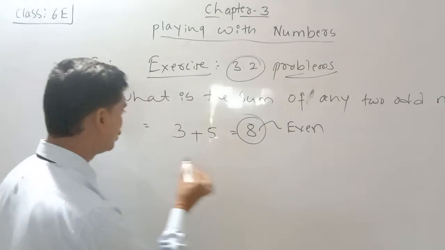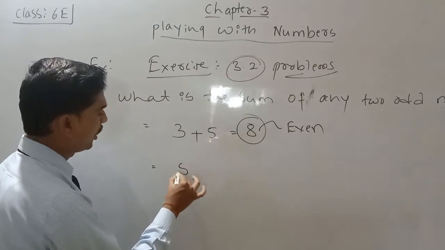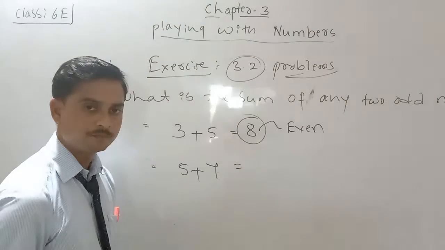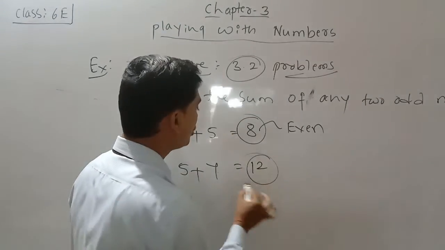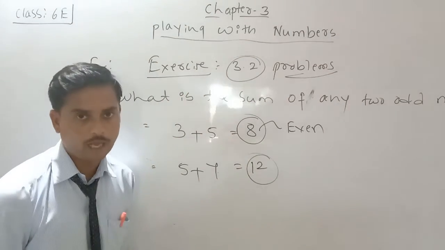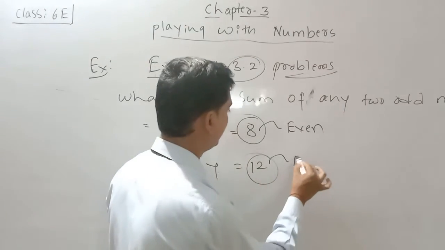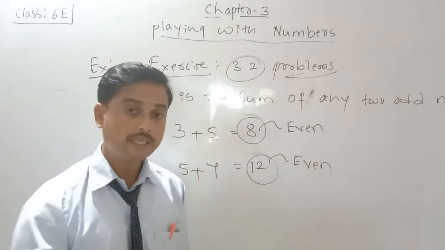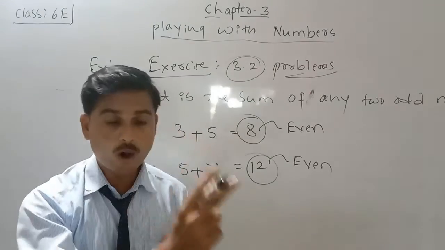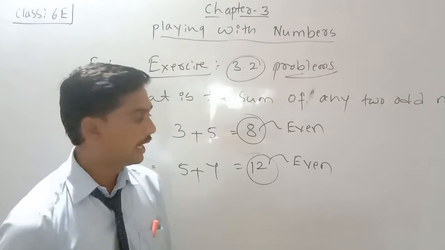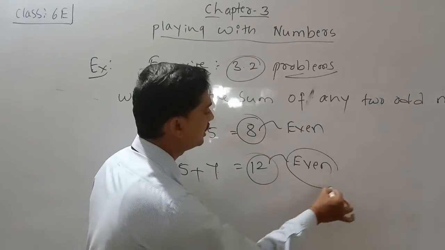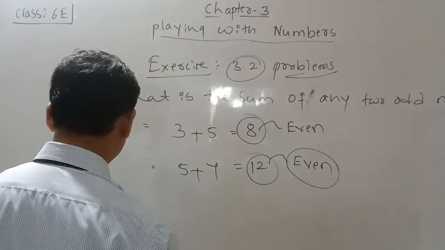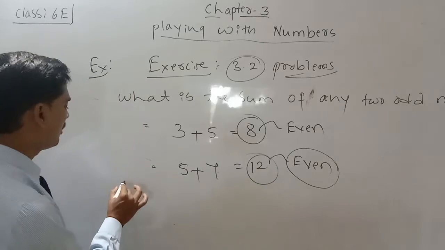Okay. Then another one, you should think 5 plus 7. 5 plus 7 how much? Sir, 12, sir. Then is 12 an odd number or an even number? Absolutely even number. Then you should think, sir, the sum of any two odd numbers is always an even number. Okay, remember that.